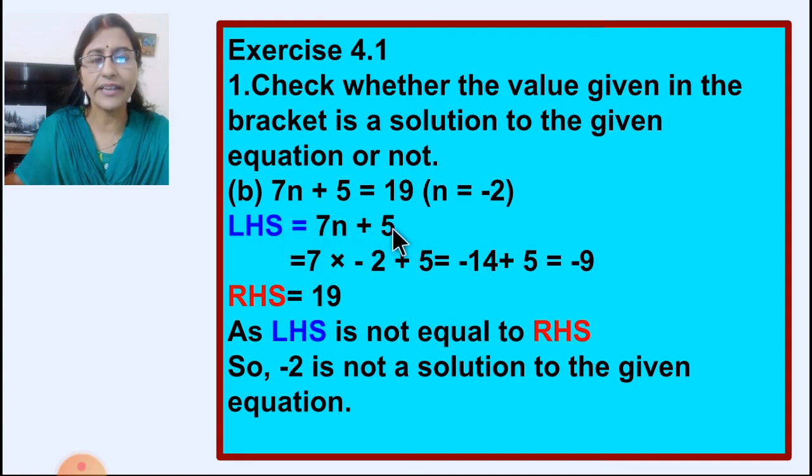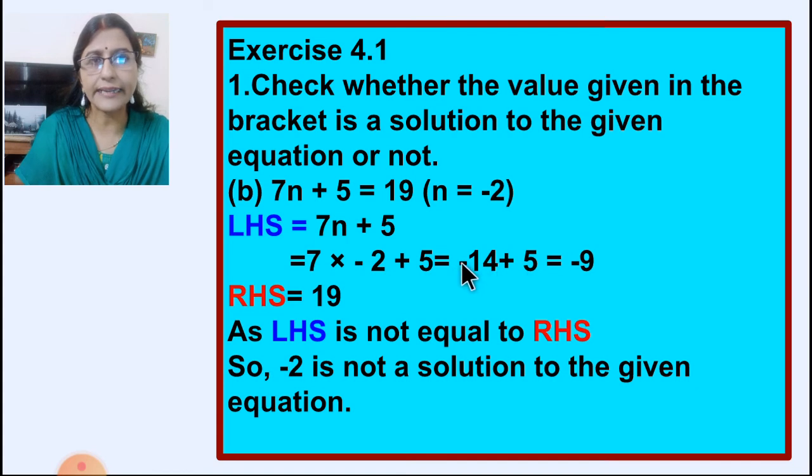So in an MCQ exam also, you will quickly write the LHS in your rough notebook and substitute the value. Now here the value of n is minus 2. So 7 into minus 2 plus 5. First we will multiply the numbers: 7 2s are 14. And here, plus into minus is minus. So minus 14 plus 5.